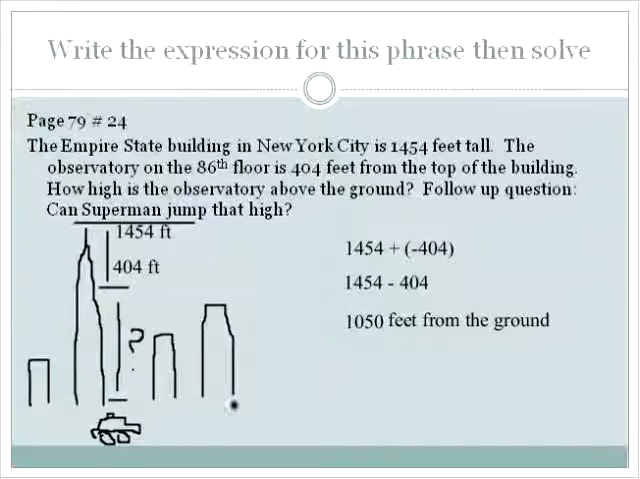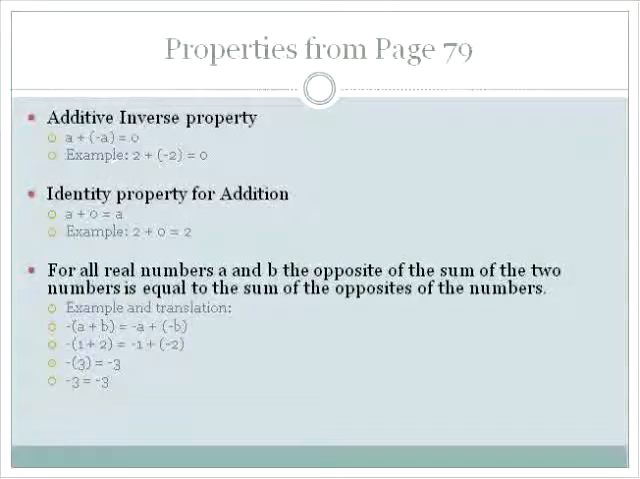Okay, so I find that drawing a picture helps. You don't have to draw the taxi cab or the other buildings, but drawing a picture sometimes helps us to identify what it is that we're looking for. Okay, so even though it's a silly picture, it is helpful, I think. And you don't usually have to answer follow-up questions, but I like to do that too. So now we're on to the properties. I wanted to go over a little bit of the properties from page 79.